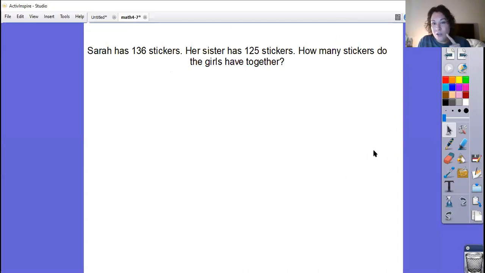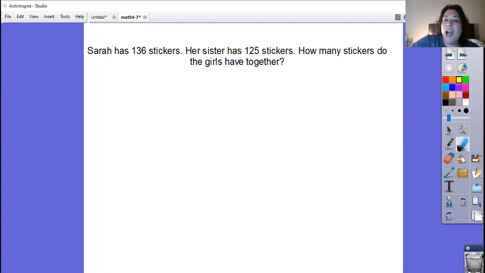And there's something I noticed in this one. If I'm talking about my characters, I have Sarah and her sister. My thing, stickers. They have stickers. That's what we're counting. The action, they're putting their stickers together. And then the question, how many stickers do the girls have together?